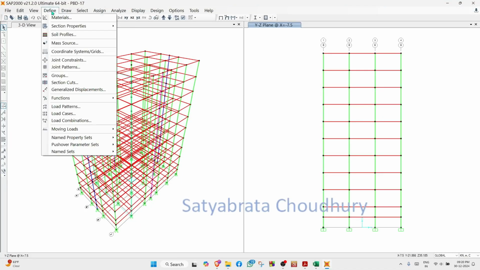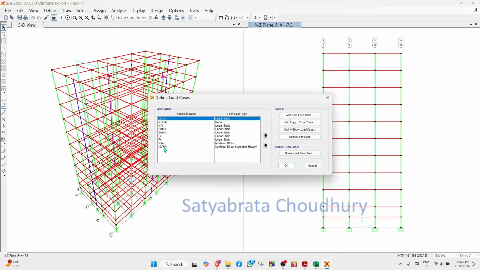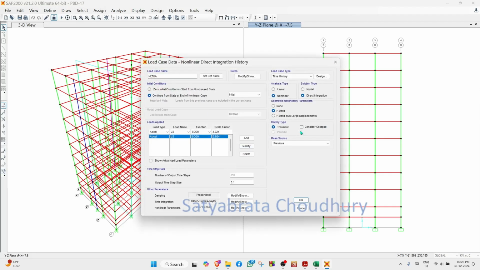Let us see here, define load cases. The nonlinear time history analysis is here. Modify show. You can see what is there internally. It starts from an initial stage, continues from the previous stage, which is the direct vertical loading. Then the direction is U2, meaning along the y direction, or along the short direction of the building here. We have analyzed for only one direction, and this is the spectrum compatible ground motion that has been generated compatible to the EC8 at 0.4 G level for soil type B.